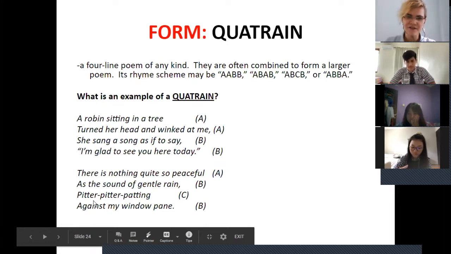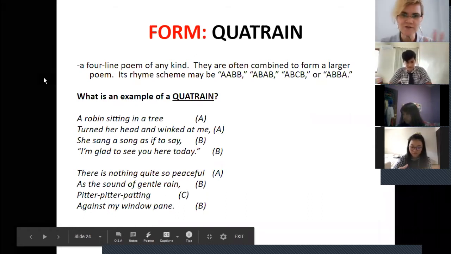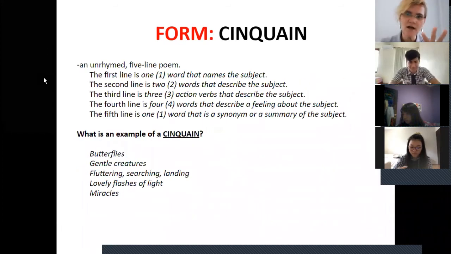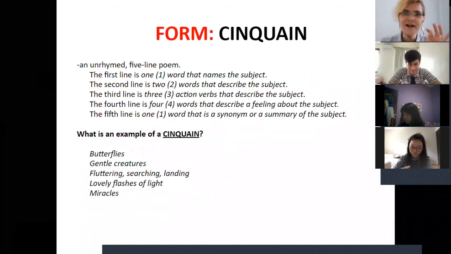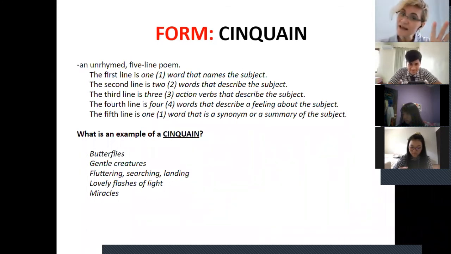And then the sounds of itter, itter, and then adding. Interesting. So quatrain. Quatrain always goes back to 4 lines. Ah, a cinquain, an unrhymed 5-line poem with 5 lines.